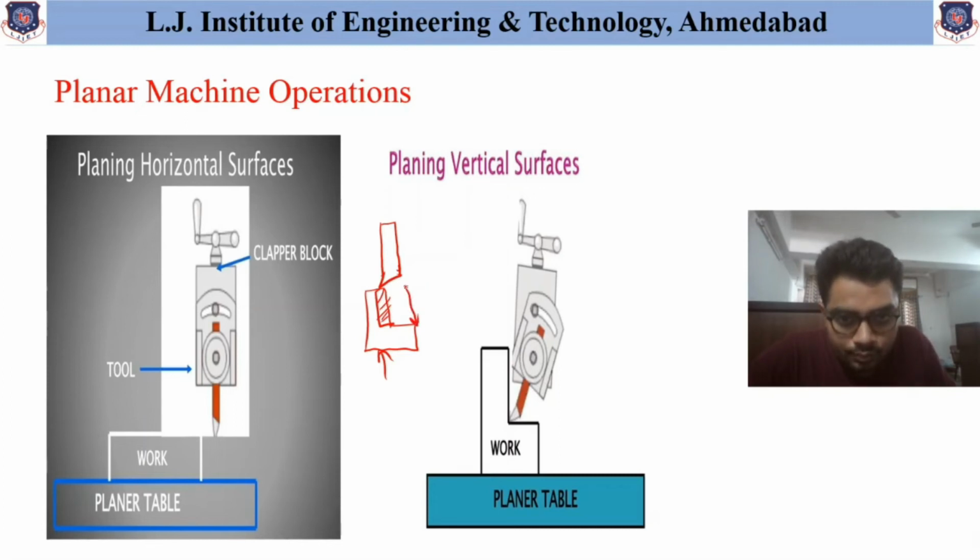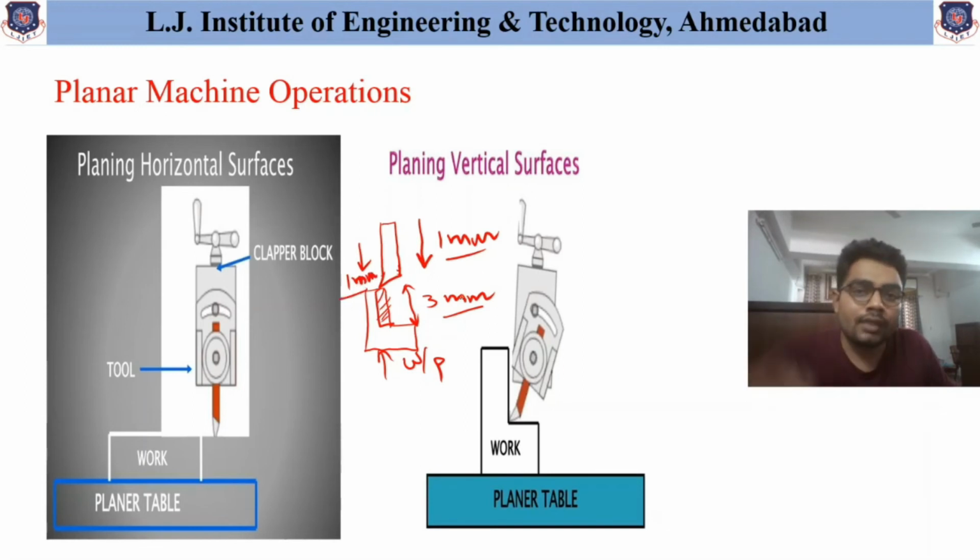Suppose we want to machine 3 mm depth. First, this workpiece is given reciprocating movement with the help of the table, and this tool is fed against the workpiece by 1 mm, and the machining operation is performed. After completing one machining operation, the tool is again given 1 mm feed movement, and the horizontal finishing operation is performed. So step by step, first 1 mm depth is obtained, then the 2nd mm depth, and then the 3rd mm depth.